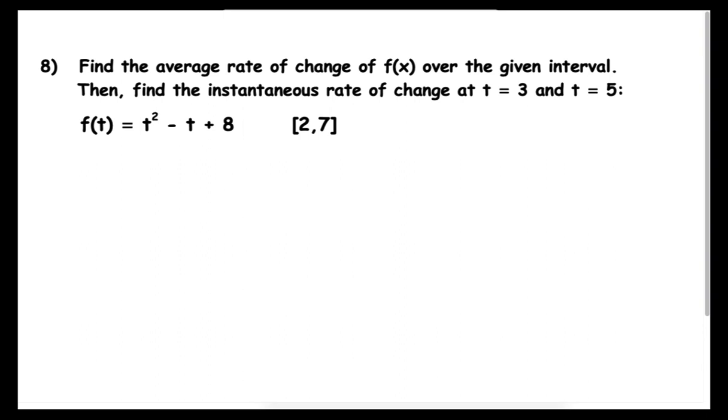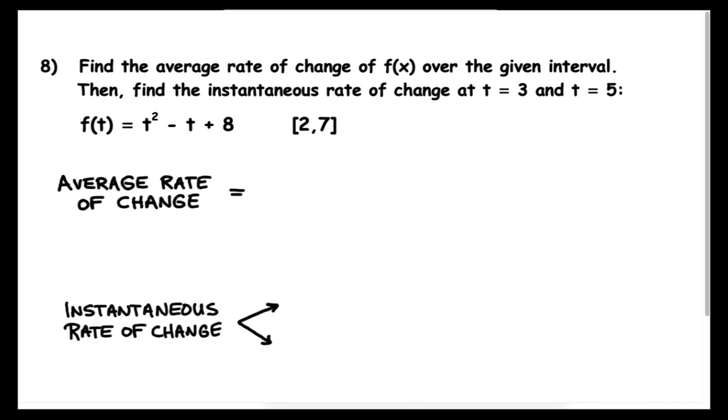All right, we're back. Remember yesterday we learned the power rule, which was fantastic, and we saw a little bit of the chain rule. All right, this time we're going to apply some calc. Number 8 says find the average rate of change of the function over the given interval. Then find the instantaneous rate of change at time 3 and 5.